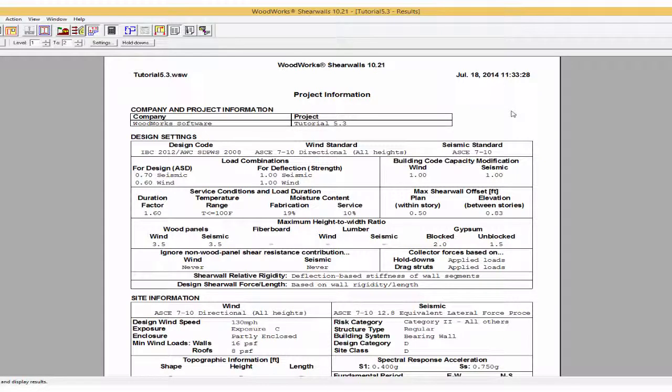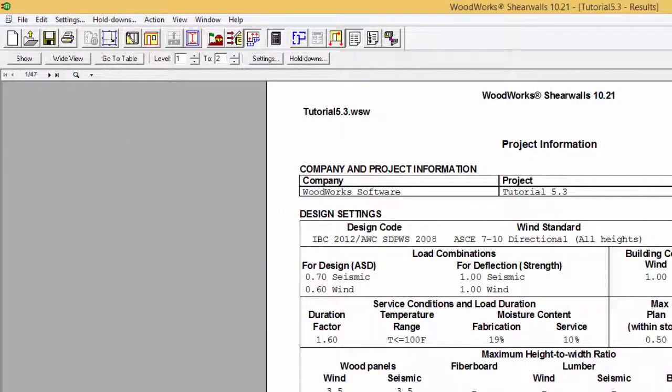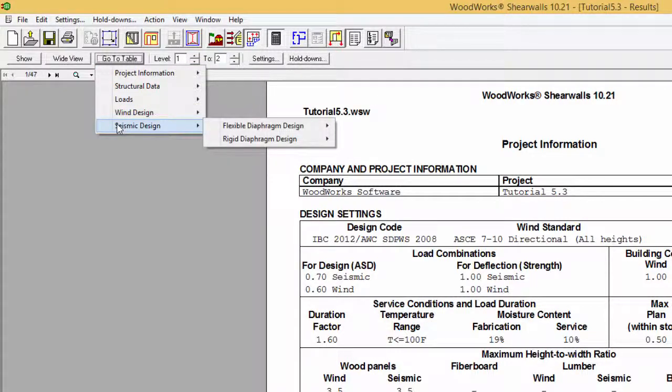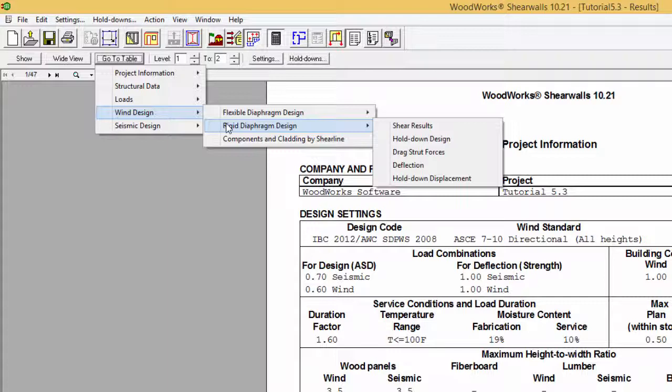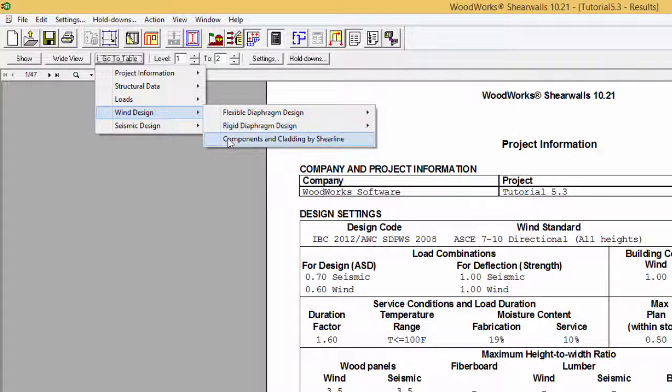The information presented in the previous tutorials includes the structure's shape and properties as well as the loads imposed on it. The results section shows the resulting forces distributed to each shear wall, and the main results are separated into two main categories: wind design and seismic design. In the wind design tabs, the results are separated into the following subcategories: flexible diaphragm design, rigid diaphragm design, and components and cladding by shear line.